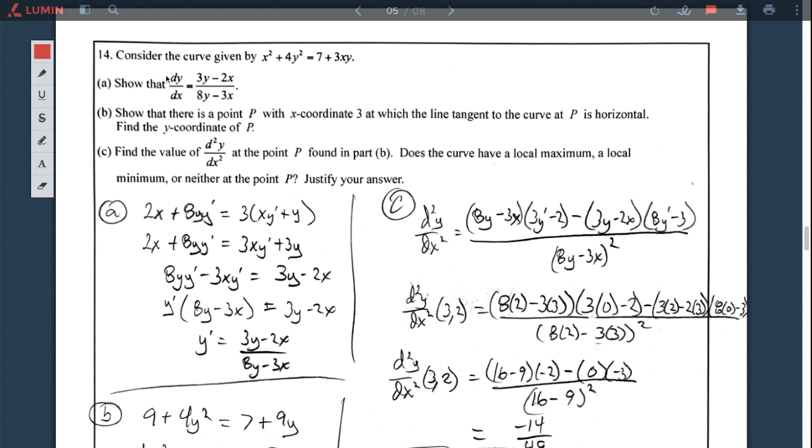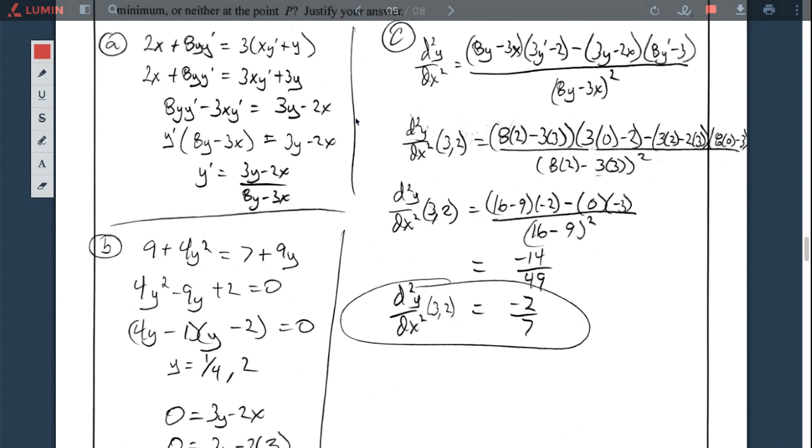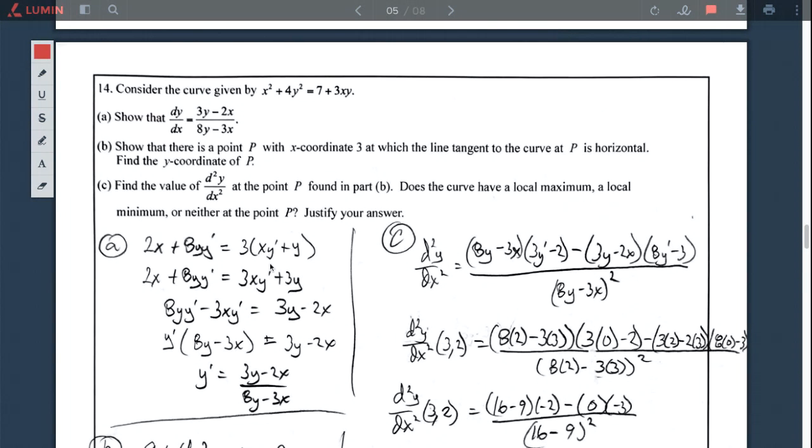So that's part A. Part B, show that there is a point P with x-coordinate 3 at which the tangent line to the curve at P is horizontal. So x-coordinate of 3, so that means I'm going to plug 3 in for x. So I plugged 3 in for x here, and I found that there were 2 y values. Okay, one of those y values, since I'm doing a tangent line that's horizontal, when I plug 3 in and one of those y values in, I should get a slope of 0 since they want a horizontal tangent line.